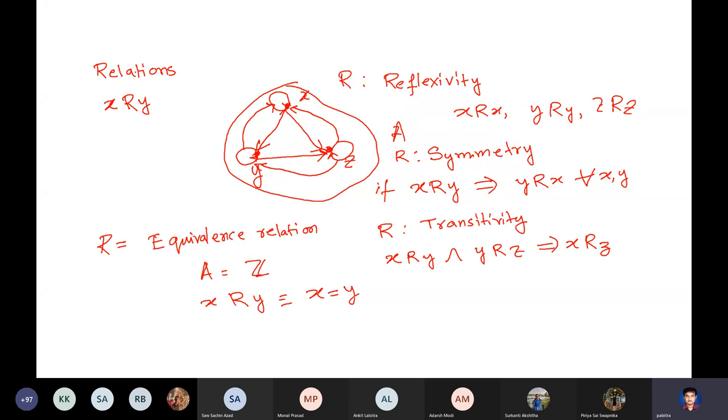Of course, it is reflexive. That means an integer is related to itself. It is symmetric. If x is equal to y, y will definitely be equal to x. It is transitive also. If x is equal to y and y is equal to z, then x is equal to z. So equality over the integers, or any other set, is the classic example of an equivalence relation. It means in this diagram everything is related to each other. But often in many relations, this may not be true.